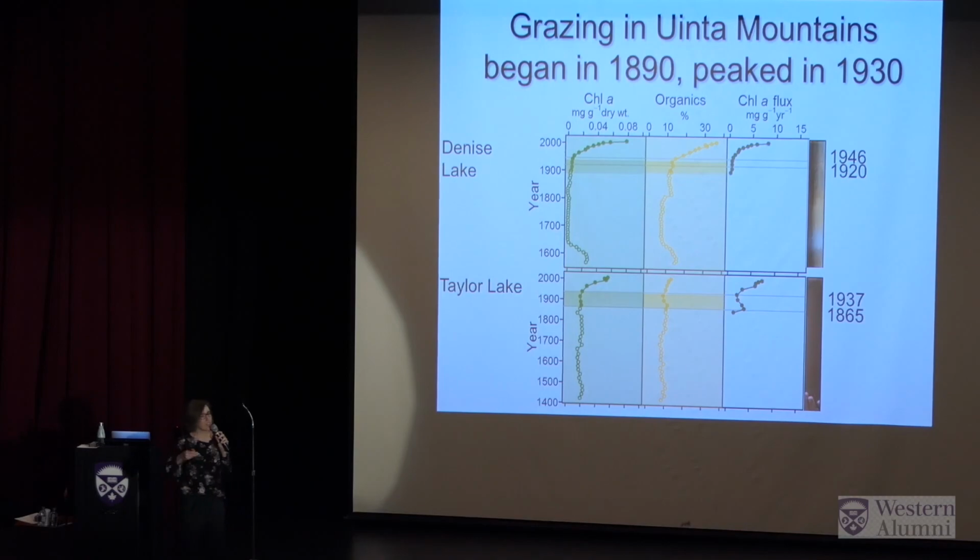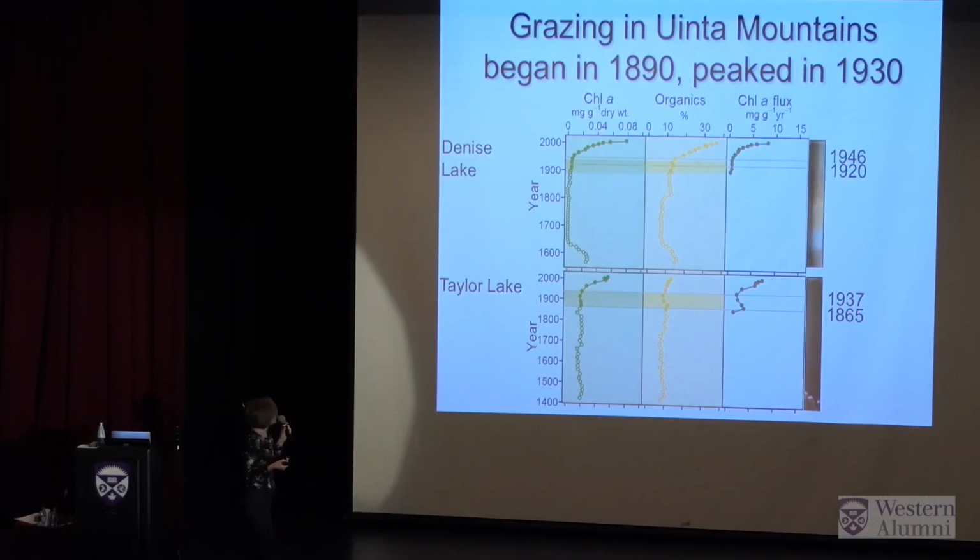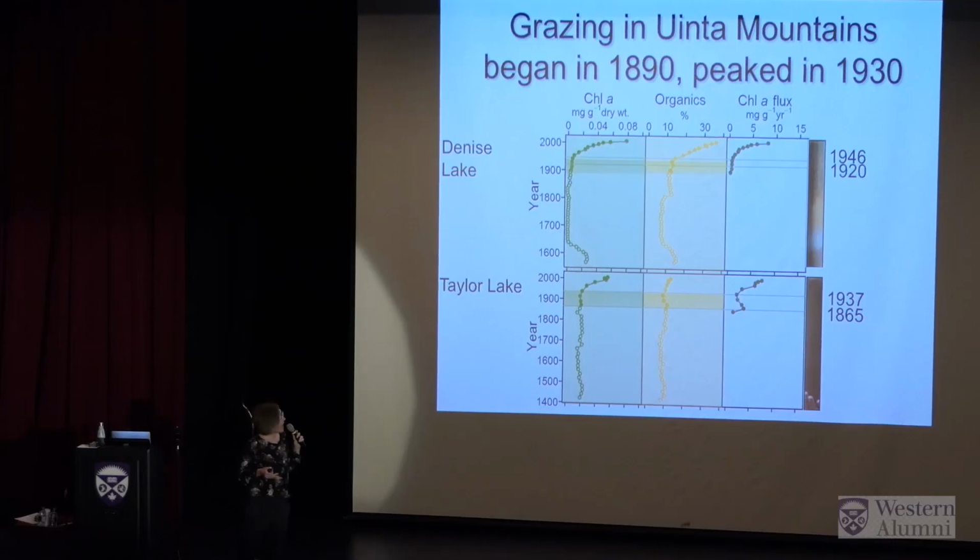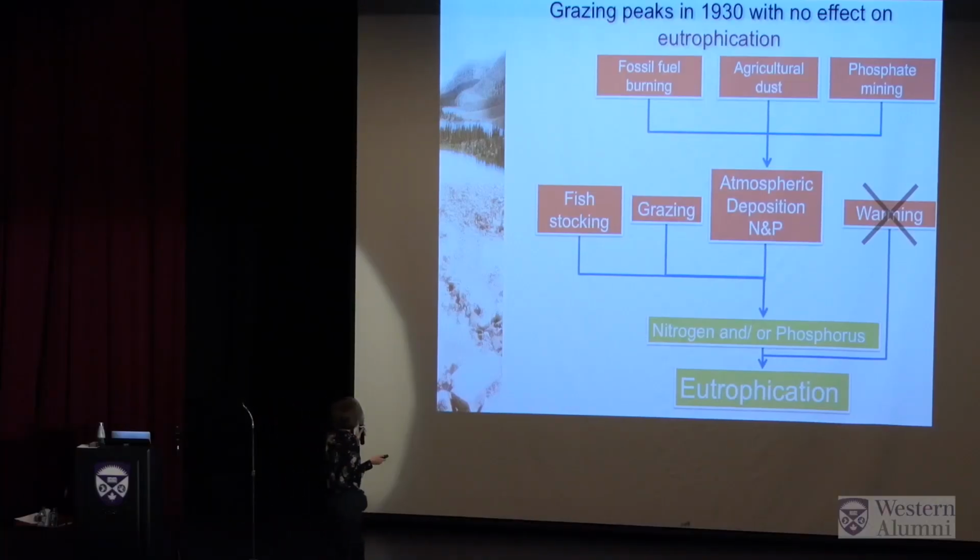And this doesn't match the story of grazing, which peaked in 1930 and has slowly become less intense over time. So we would expect to see either a spike in algae at that time because of all the extra manure, or perhaps a spike of inorganic matter because of extra erosion. But we don't see that. It actually looks like it hardly responds at all in 1930. So grazing peaks in 1930 with seemingly no effect on eutrophication.